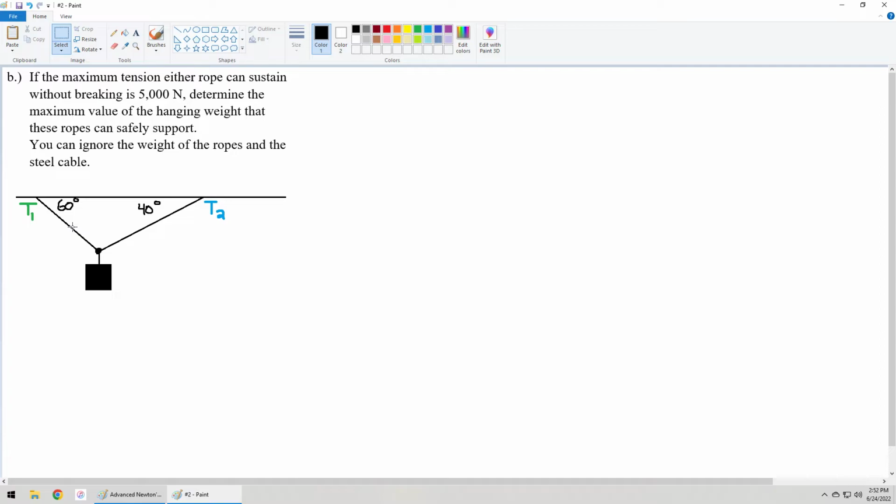And we know that 5,000 is the biggest that the tension can be without breaking. So if we chose T2 to be 5,000, that means T1 is even bigger than 5,000. So now you've chosen a situation where the maximum tension is exceeded, and that causes problems.